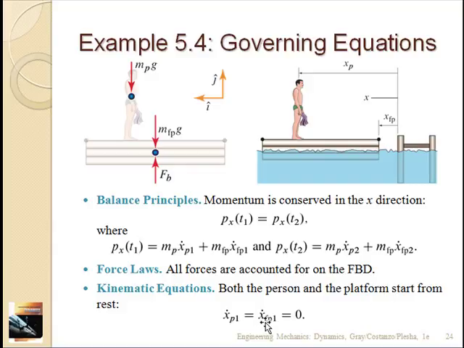And the kinematics are such that the velocity of the person and the velocity of the platform initially are both 0. So we start with both of them stationary, and then the person starts walking. So the initial momentum is 0. So that means the final momentum has to be 0 because we're conserved. So the momentum of the person in one direction is balanced by the momentum of the platform in the other direction.